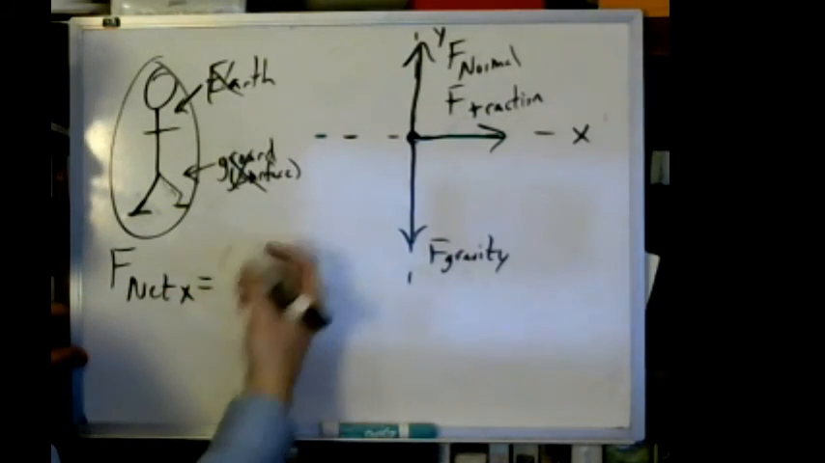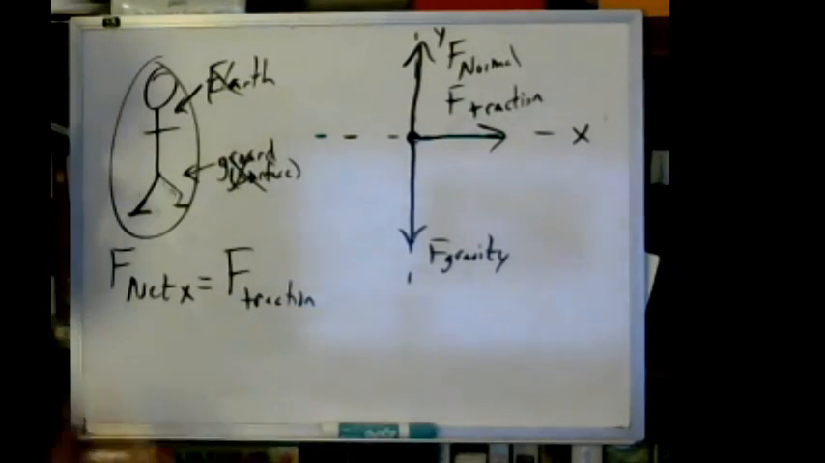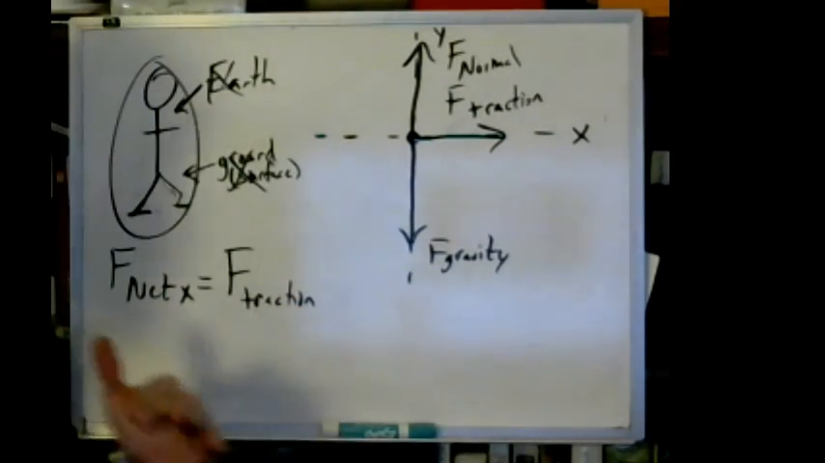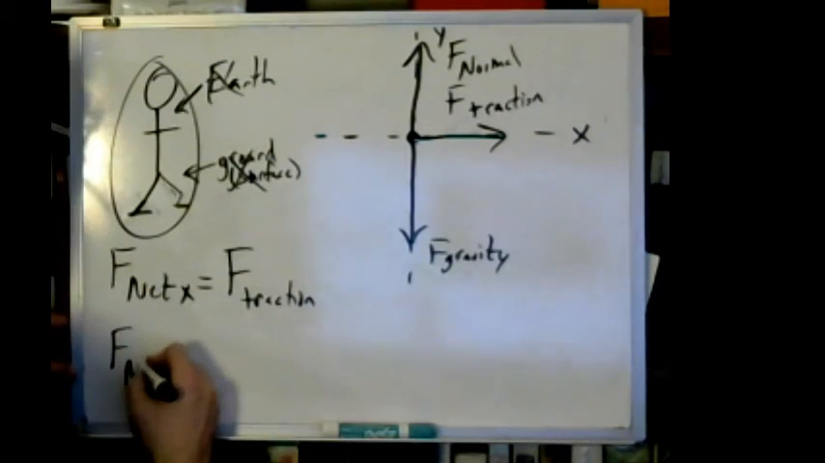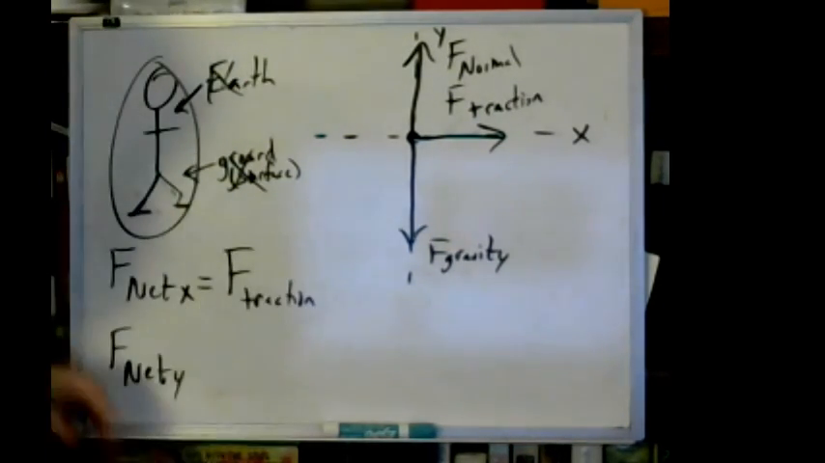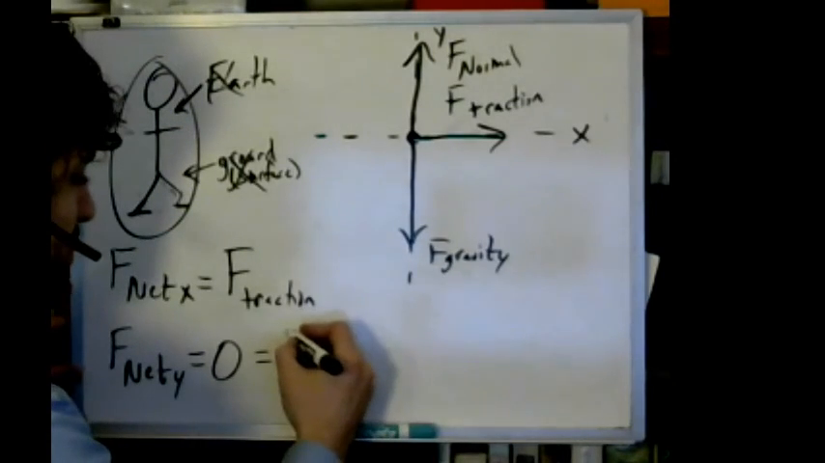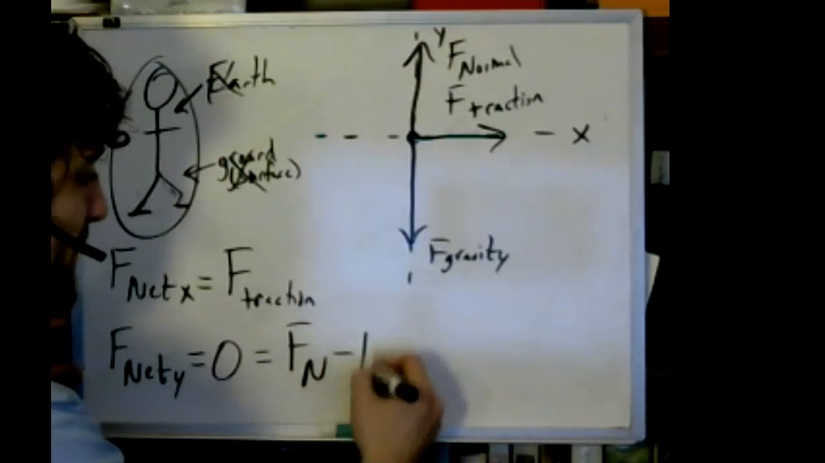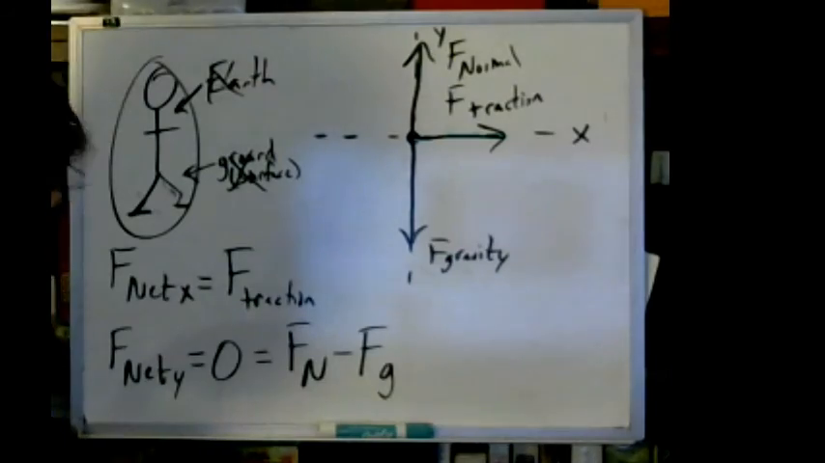F net in the x direction, we have but one force, the traction. This means that when you step forward, you are accelerating in the direction of that step. In the y direction, we are not accelerating up off the ground, we're not accelerating into the ground. The acceleration is 0, so the net force is 0. There are two forces, the normal force up minus the gravitational force down. They cancel each other out. So there's part A.